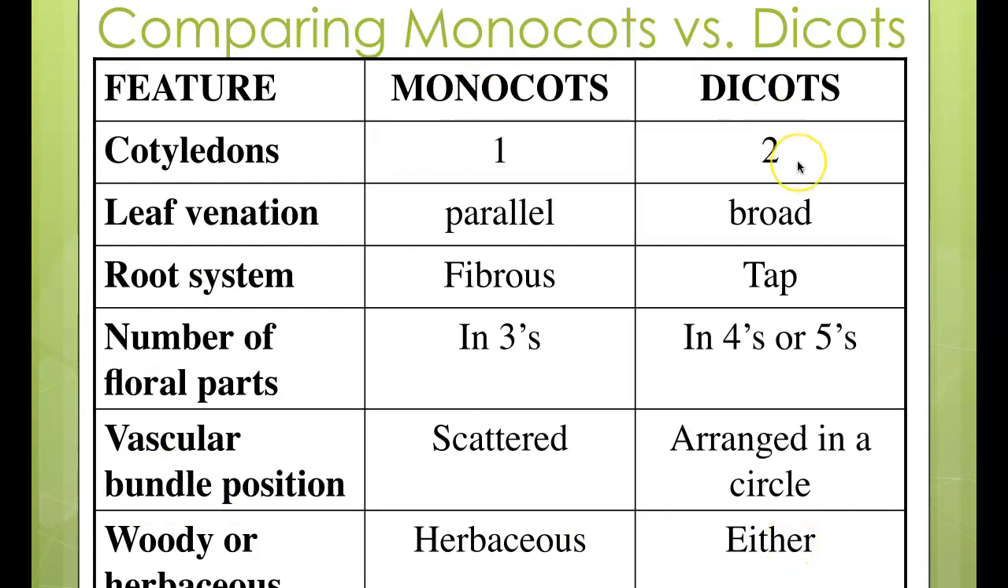This is also showing you, some of you are numbers people or like a nice chart like this. Some of you are very visual. So it's showing you that same information just in a different format. And notice it says fibrous versus taproot. This one has a number of flowers. So on the monocots, you have 3s, and then in dicots, you have 4 or 5s.